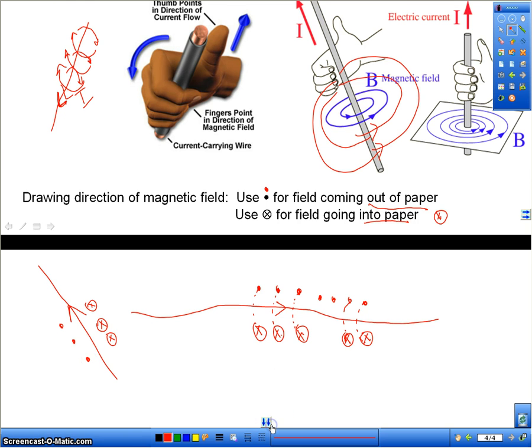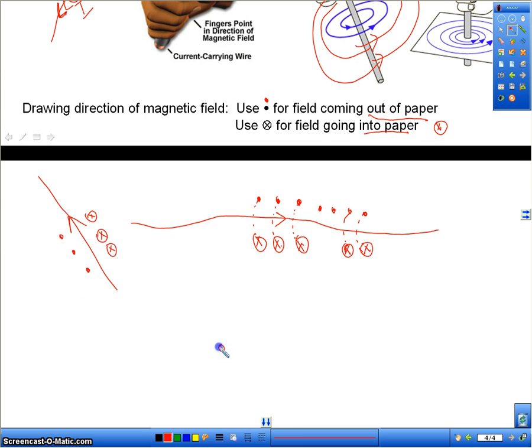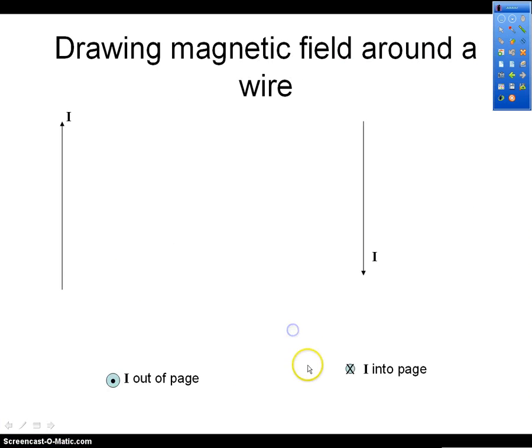Another way you could do this is suppose the current itself was coming out of the paper. So the current's coming straight towards you. So you're going to point your thumb straight at you and curl your fingers, and you're going to note that your fingers curl around in this direction. So that's what the magnetic field would look like, circles around the outside, and that's assuming the current itself was pointing out of the paper at you. Alright, so that's our first right-hand rule, kind of the easiest of all the right-hand rules.